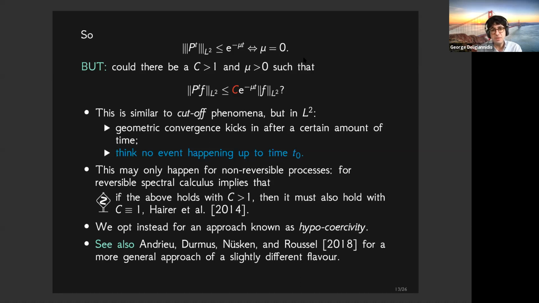That obviously has to be more than 1, because if it's less than 1, then we're back to the original, which we know is impossible. Okay, so now we're asking whether there is a constant c more than 1 and a positive mu, such that an inequality of this form holds. So maybe it's time to pause for a little and think what this would mean.